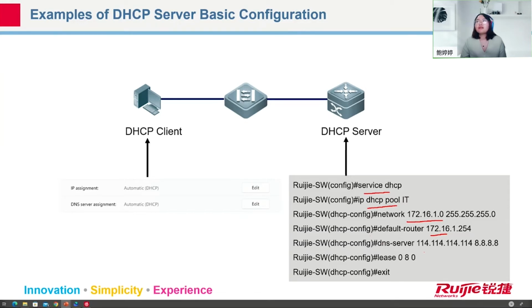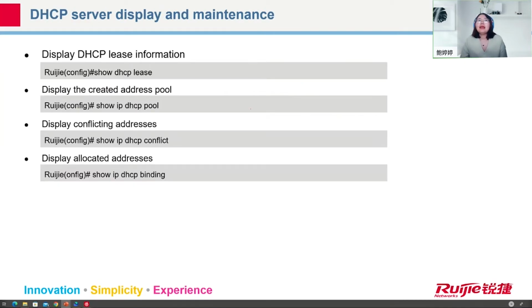And the DNS server, you can add more than one address, like 114.114.114.114 and 8.8.8.8, two IP addresses. And the lease time is 0 8 0. Okay, so this is a basic configuration. And after we finish the configuration, we can use this command to check the IP address information, show ip dhcp pool, and maybe in your network some IP address is in conflict, so you have to do the troubleshooting. And you also can see which address is now allocated for the client.